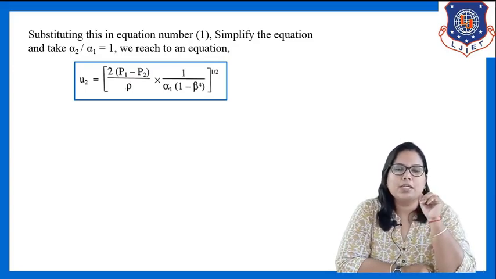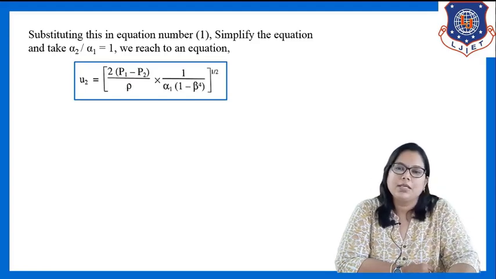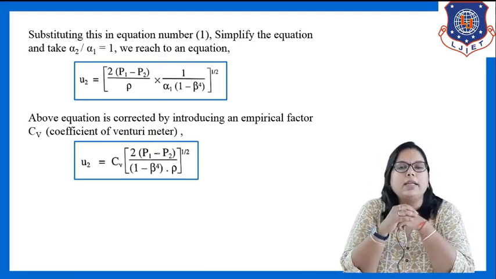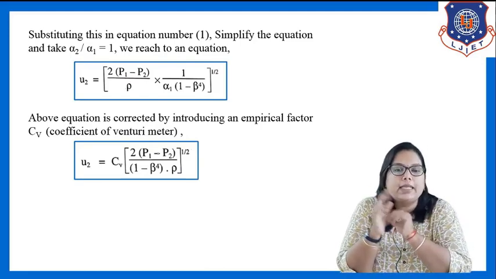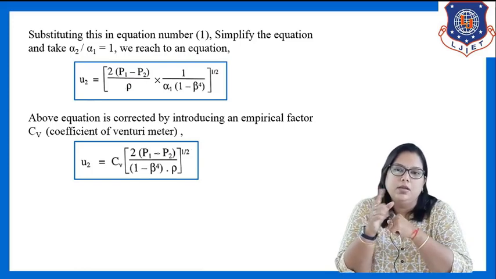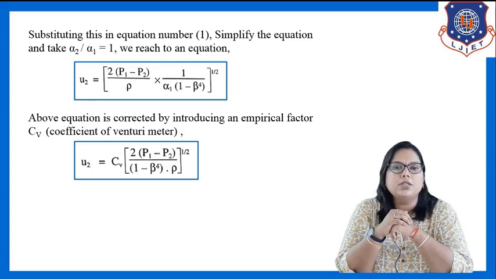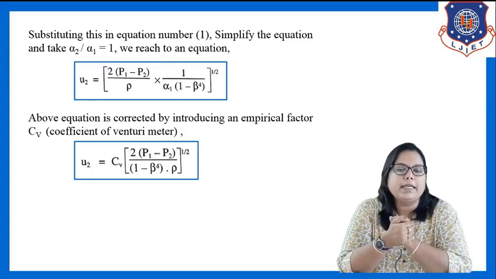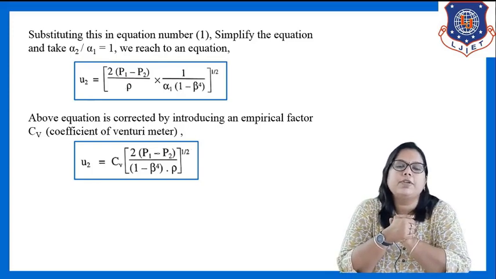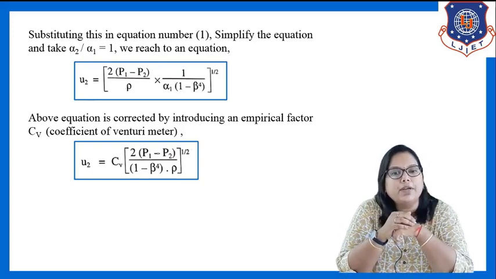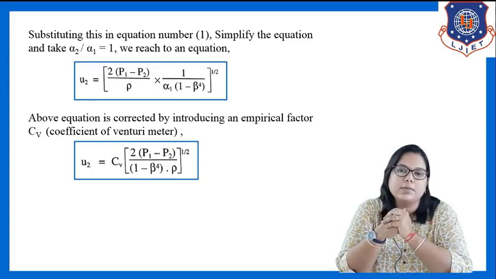If I have velocity, then I can calculate the volumetric flow rate Q. See, in this whole derivation, we have assumed that there is no friction. When you reach this u2 equation, we have taken the assumption that no friction is generated. But in actual practice, there must be friction. So we have to consider a correction factor for friction.